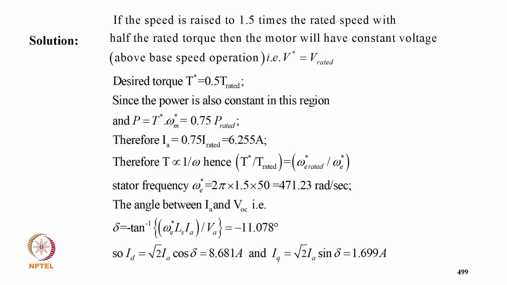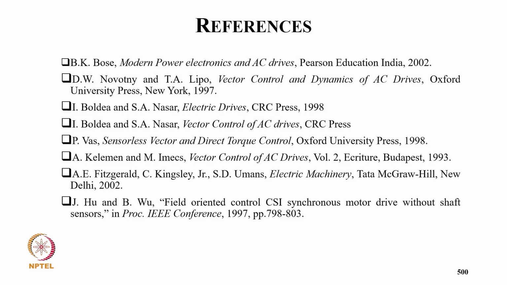So ω equals 2π f, that is 471.23 radian, and the angle between Ia and VOC, delta, equals tan inverse of ωe Ls Ia upon V, that is minus 11.078 degree, and Id equals root 2 Ia cos delta, that comes to 8.681 ampere, and Iq equals root 2 Ia sin delta, 1.699 ampere.